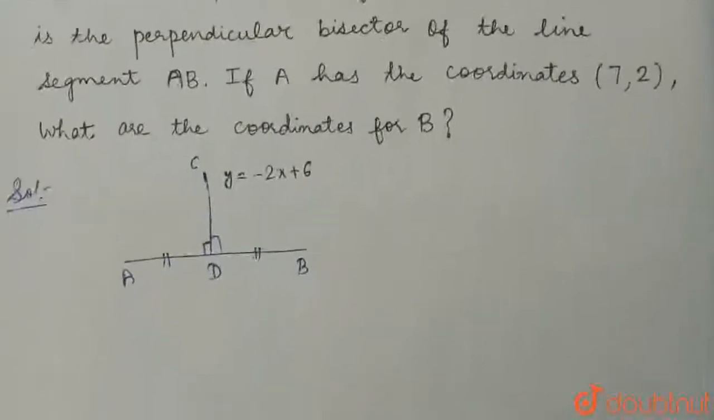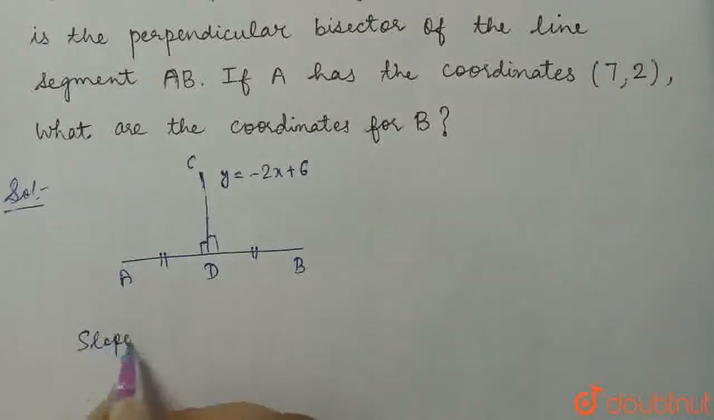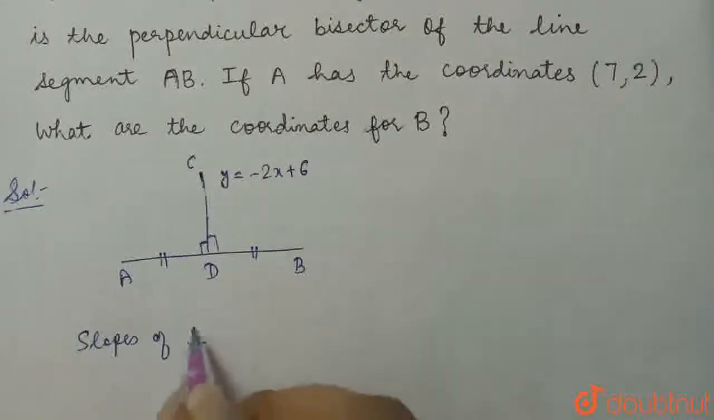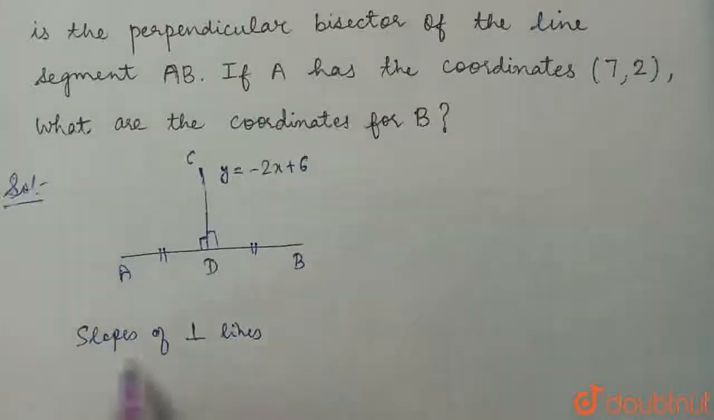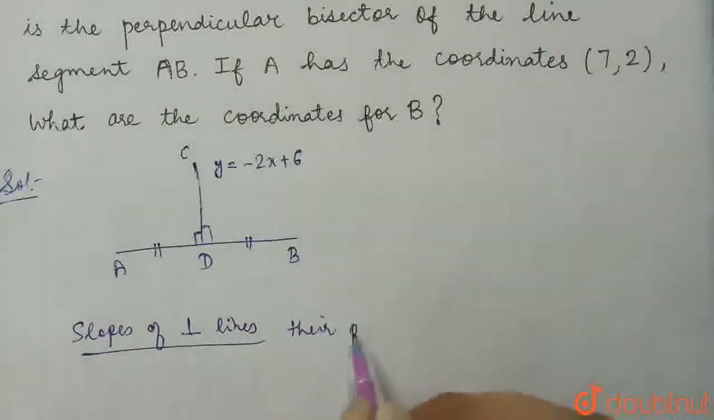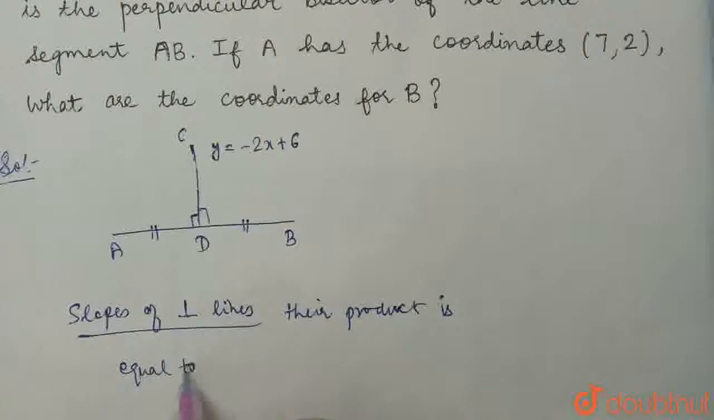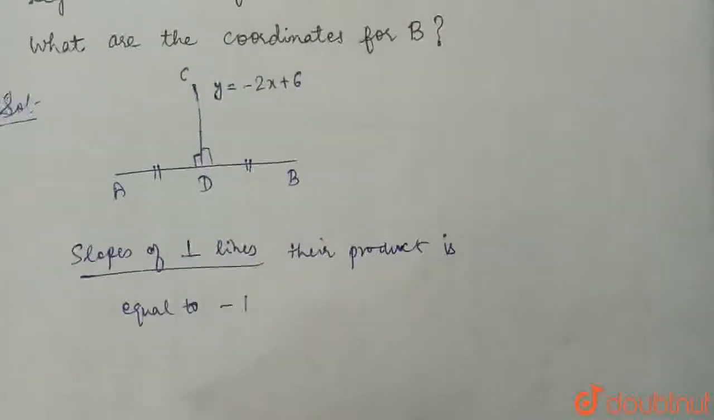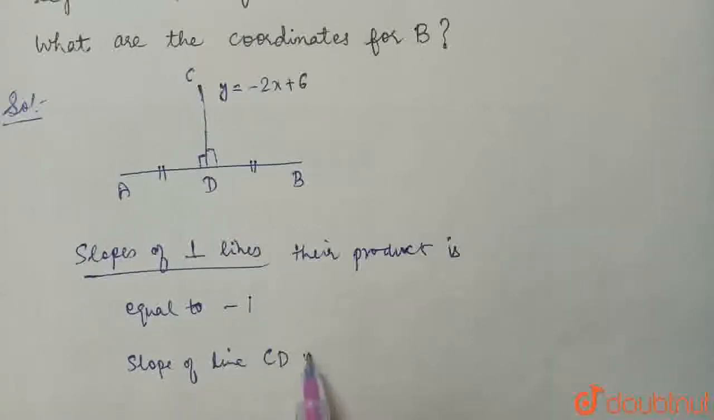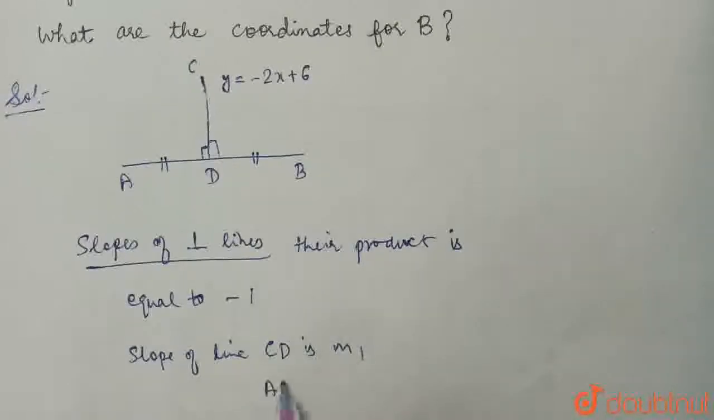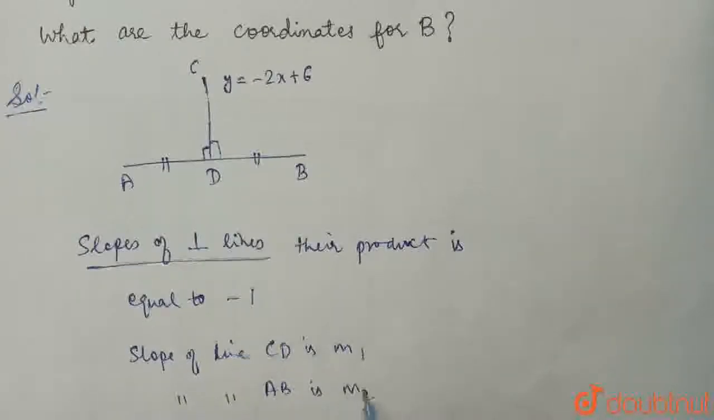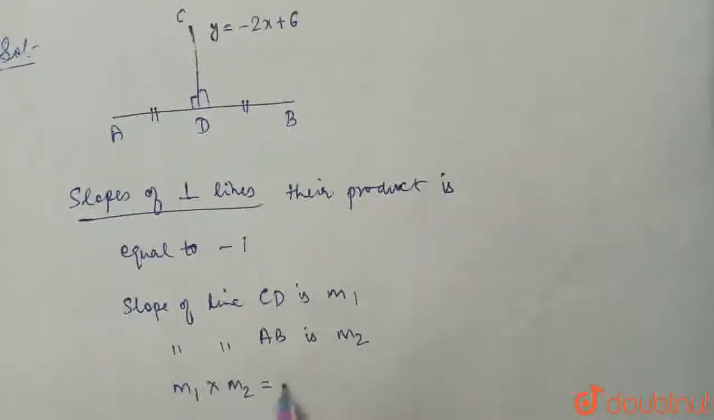And we know that the product of the slopes of perpendicular lines is equal to minus 1. That is, if two lines are perpendicular to each other, then the product of their slopes is minus 1. So now if we suppose that the slope of line CD is m1 and the slope of line AB is m2, then m1 multiplied by m2 is minus 1.